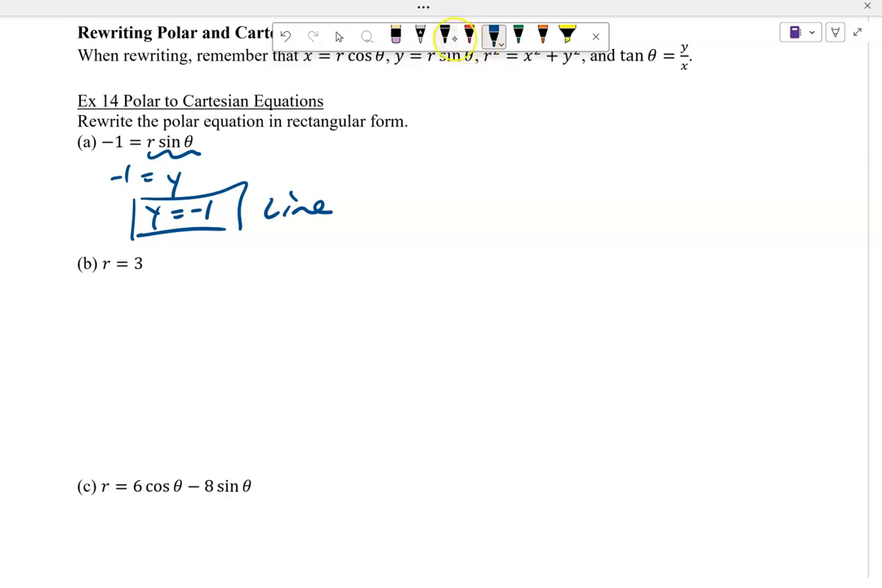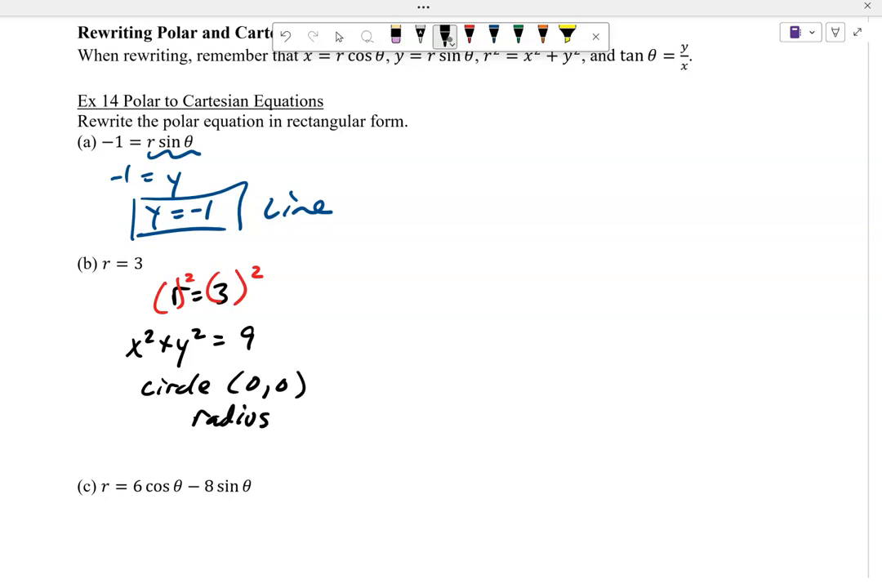R equals 3. Well, if r equals 3, we're going to square both sides here, because we know x squared plus y squared equals r squared. So this is a circle centered at (0, 0) with a radius of 3.